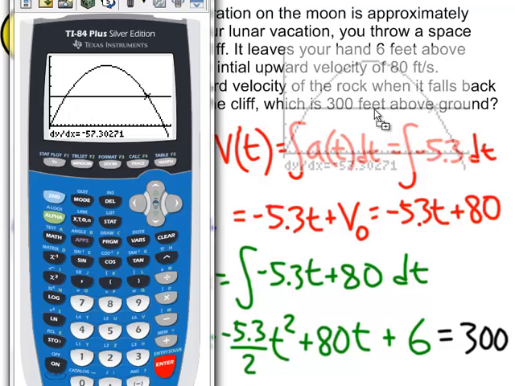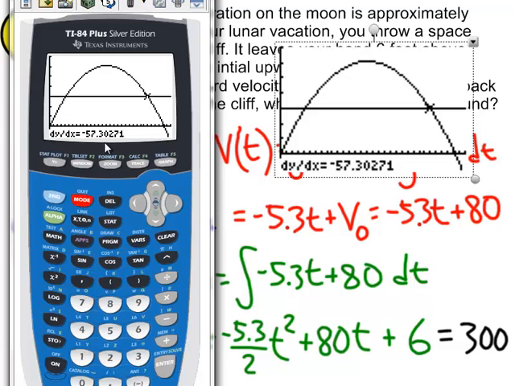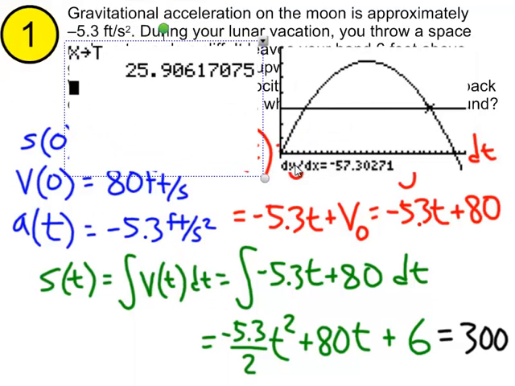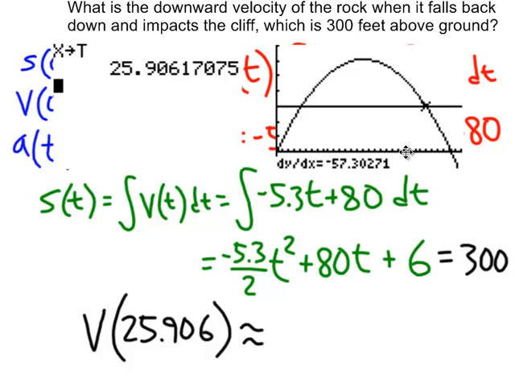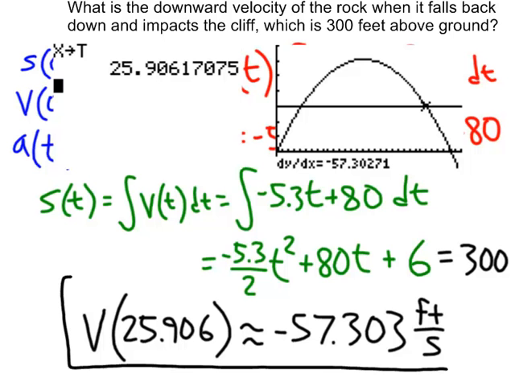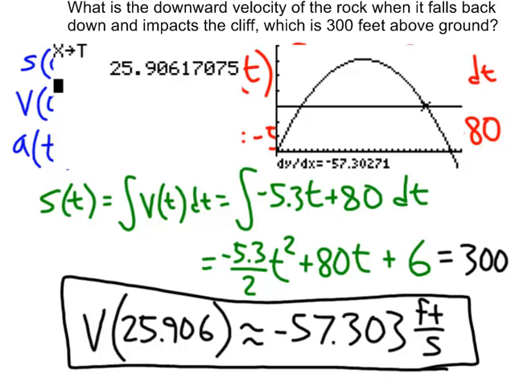So let me drag these on here. Go back here and remind myself what that time was. And what that's telling us is that the velocity at 25.9 seconds or so, and I'm going to use the AP convention of 3 decimal places, even though a physics nerd would laugh at that, is about, let's see, we said right here, negative 57, again, 3 decimal places, 303 feet per second. That's how fast the rock is coming downward at the time of impact with the cliff.